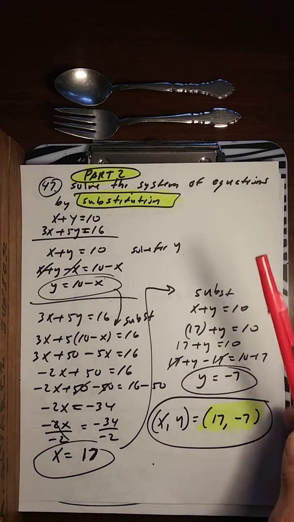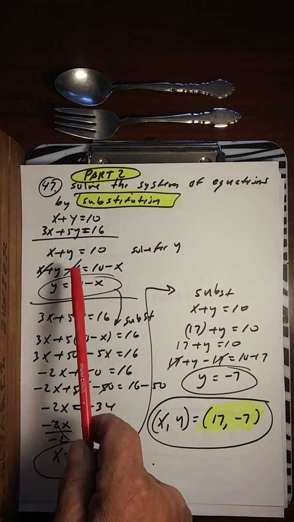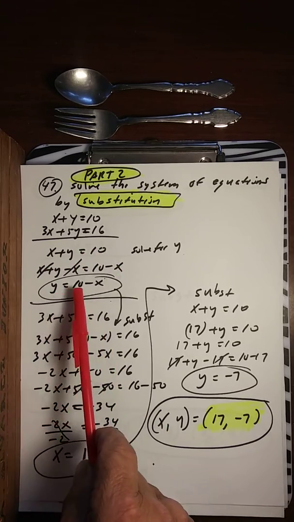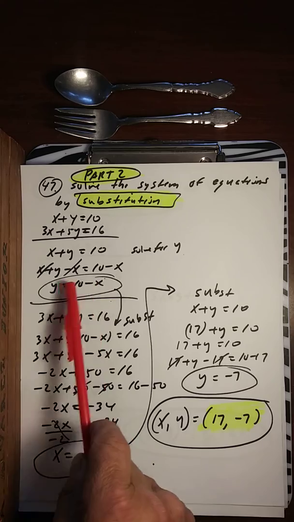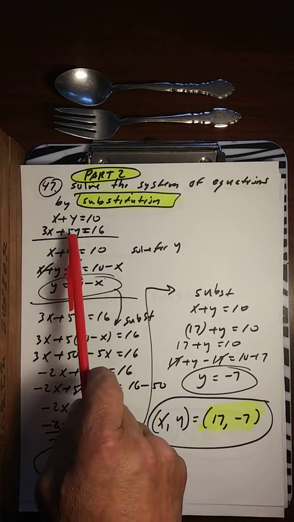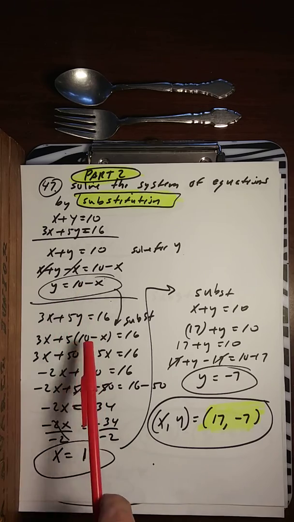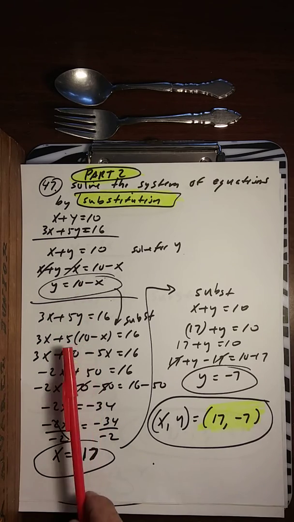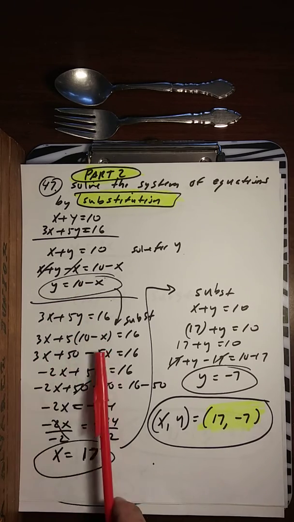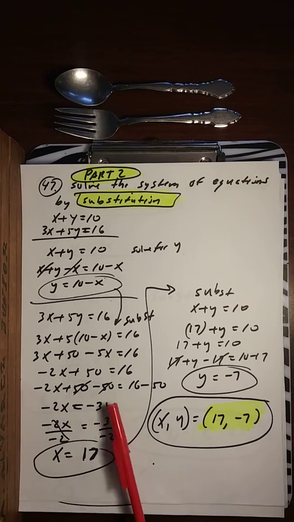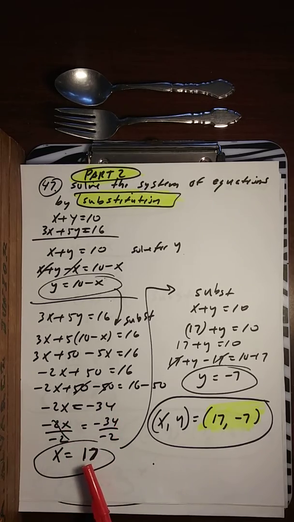Solve the system of equations by substitution. Let's solve one of these for a letter. x plus y is this, so we go minus x, minus x, so y is 10 minus x. Now we need to substitute this in the second one. So 3x plus 5y is that, so we put in 10 minus x for the y. 5 times that is 50, 5 times that is -5x. So now we have -2x plus 50, minus 50 on both sides, these are gone, so -2x equals -34. Divide by -2, so x is 17.